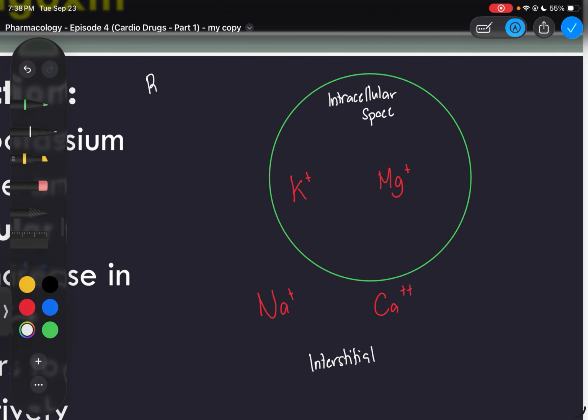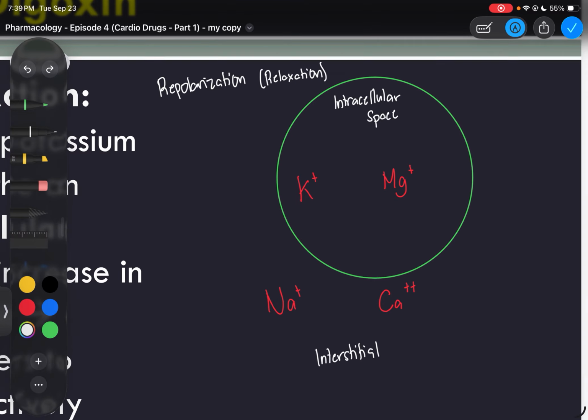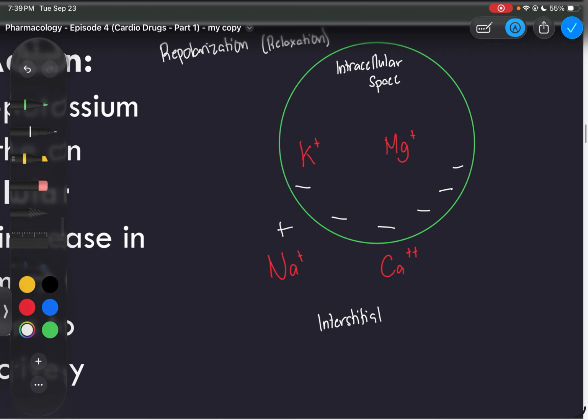Now, during the repolarization phase, also known as relaxation phase, okay? The potassium and magnesium is inside the cell, while the sodium and calcium is outside the cell, no? So, inside the cell, it is negatively charged when it comes to voltage, while the outside of the cell is positively charged. Now, that is for relaxation.